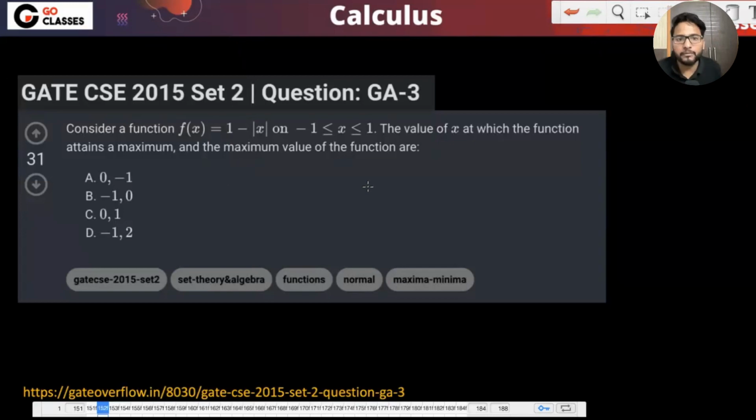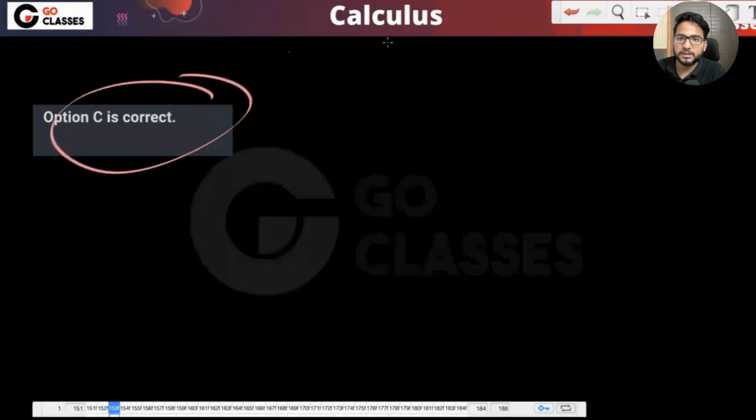So the maximum value will be when this mod x will be minimum, right? So when is this mod x minimum? In between this, I think at x equal to 0. Yeah, so I think you can directly solve it. At x equal to 0, it should be minimum. And then I think C is the correct answer, right? Option C is correct.